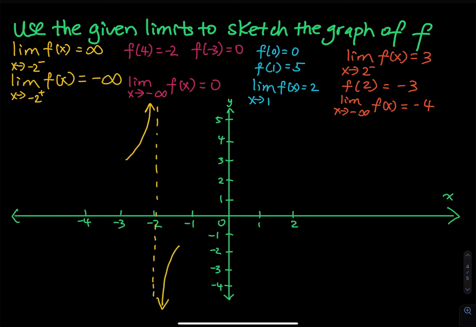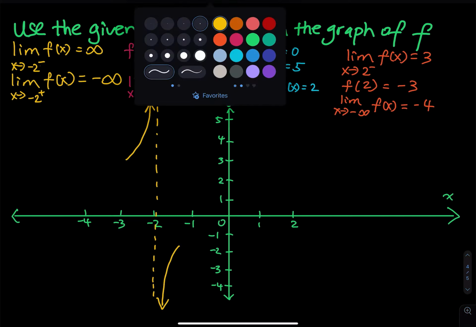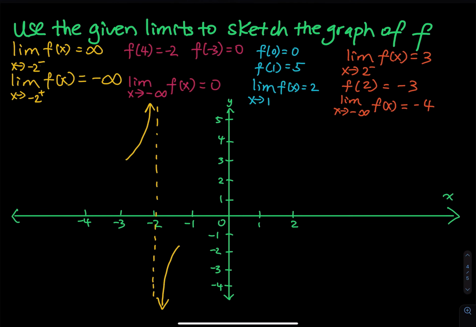Okay. And then what's next? So next step, we will be moving to the red. When x equals 4, y equals -2. And then when x equals -3, y equals 0. So x equals -3, y equals 0.